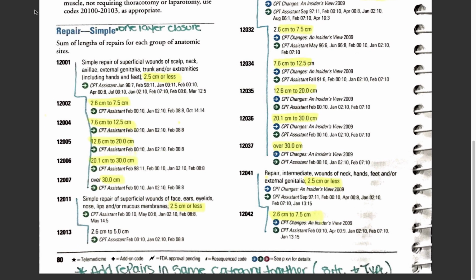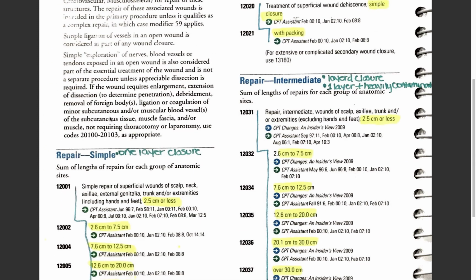First, let's code our simple repair. It was of the arm for 7.6 centimeters. So first we're going to look for our body area in the code. And the first one is for scalp, neck, axilla, genitalia, trunk, or extremities. So our arm is included in extremities. Then we're going to look for the size, 7.6. So our first code will be 12004.